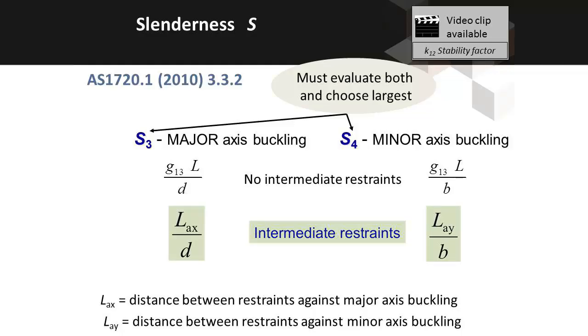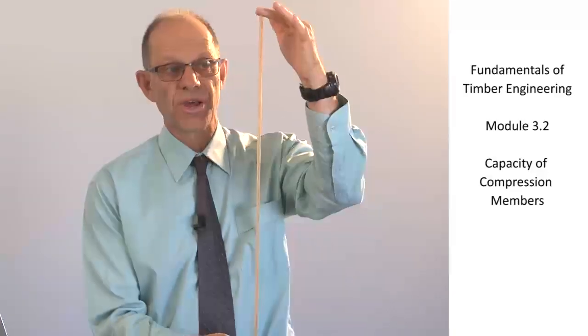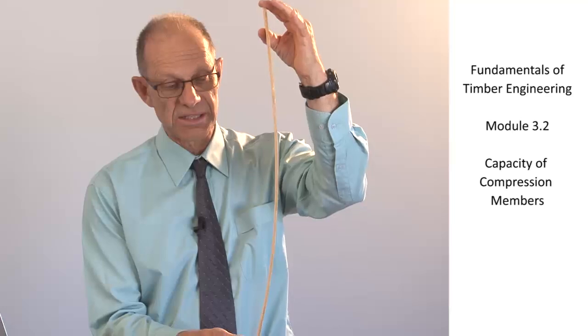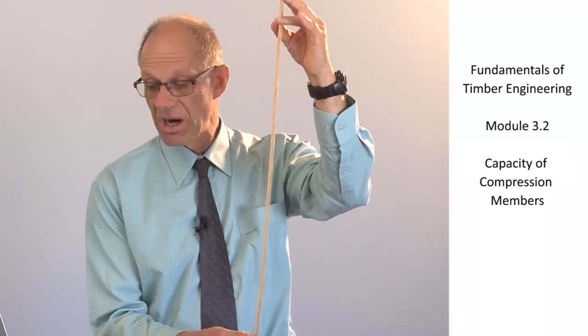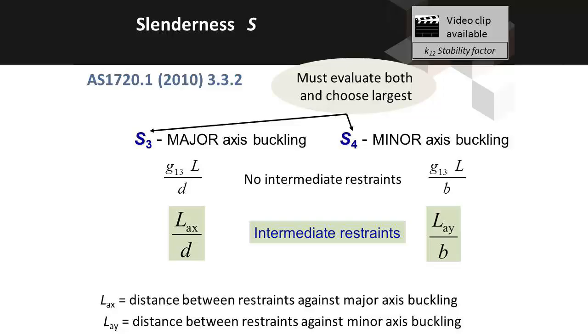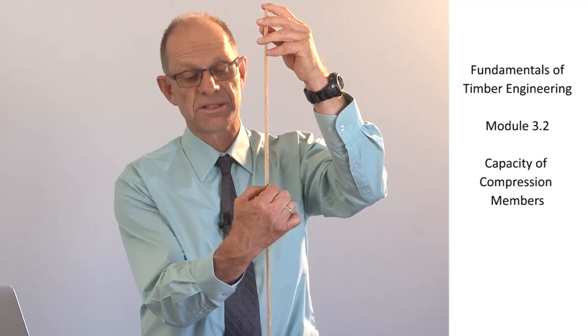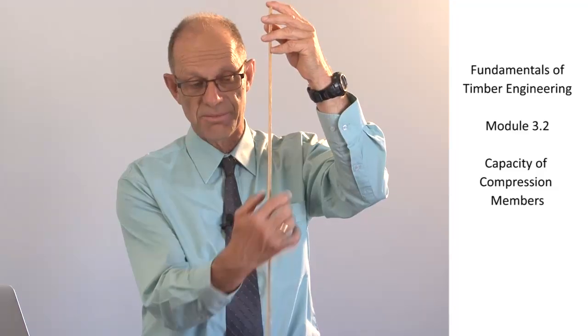The most important element, though, in the calculation of the K12 factor is the slenderness of the compression member. There is a video that outlines the buckling modes of compression members, but for this one here, it's buckling in its minor axis. And the minor axis slenderness you can see on this slide is shown on the right-hand side as the length of the member divided by the breadth of the member, the thinner cross-sectional dimension of the member.